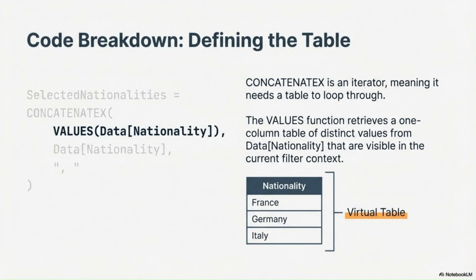One important consideration is handling multiple selections. If users select more than one value, selected value may return blank. So we use alternative text or conditional logic to show meaningful labels like multiple years selected. This improves usability and prevents confusing blank titles.